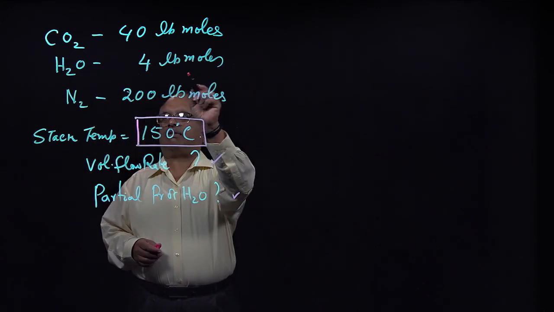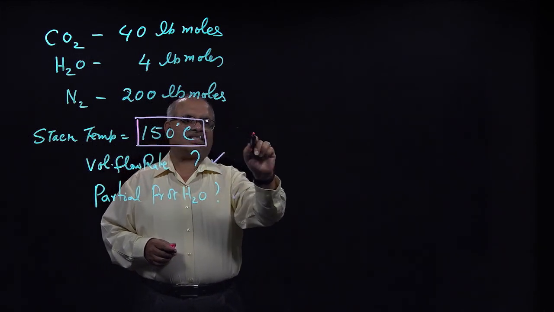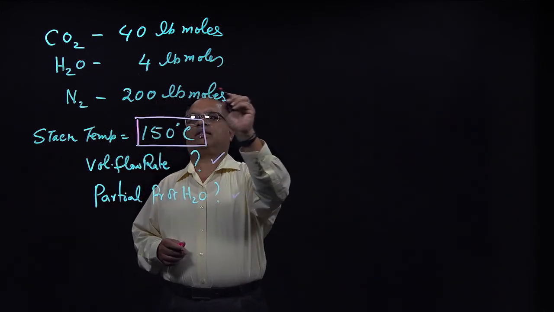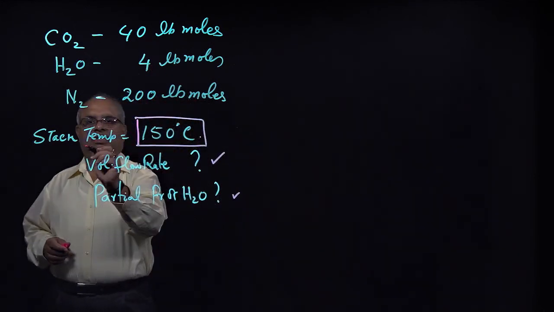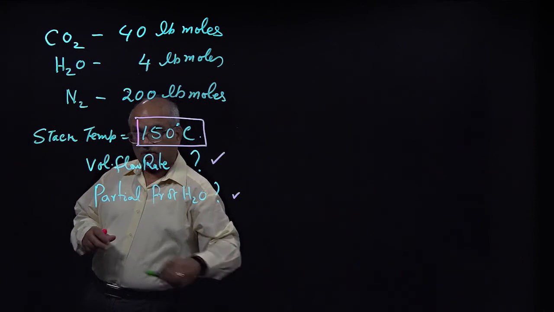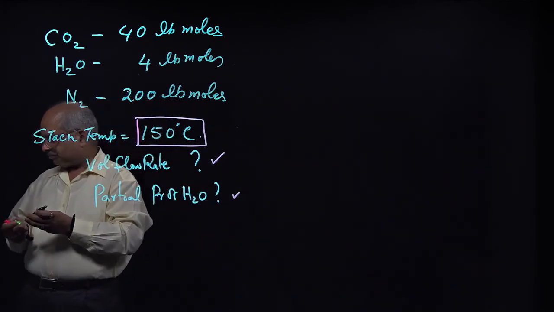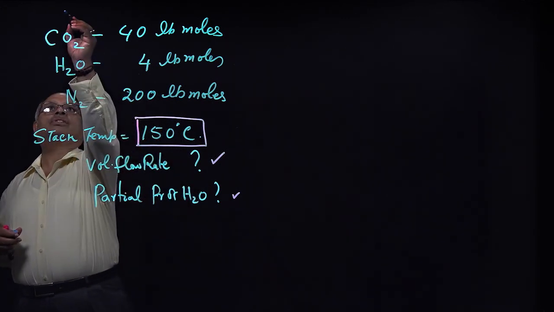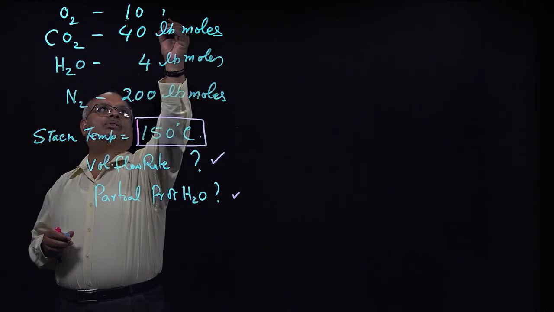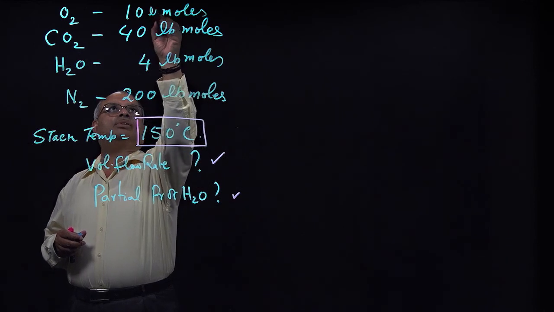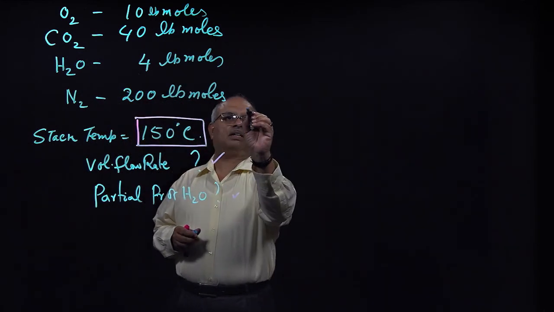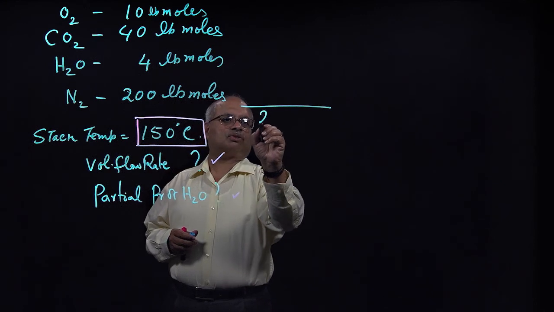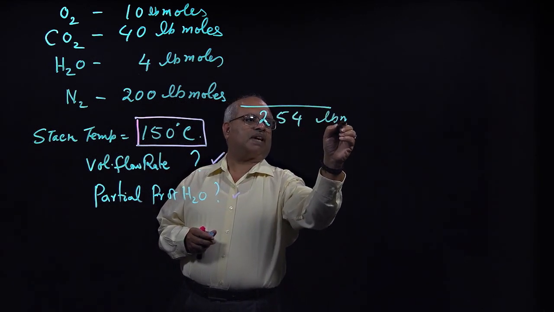Whether it is CO2 or water vapor or nitrogen, all gases occupy the same volume. So we can simply add these. In addition to this, let me add one more gas here. Typically we would also have oxygen, so we can add oxygen to make it more realistic. Oxygen, let's say 10 pound moles. So now the total number of moles flowing would be 10 plus 40, 50, plus 4, 54, and 200. So 254 pound moles of gas is flowing.